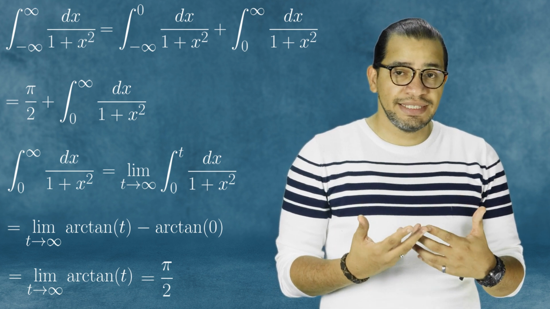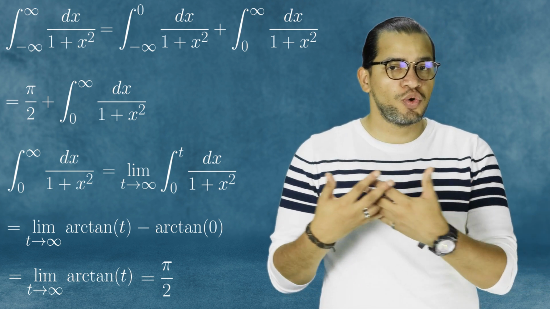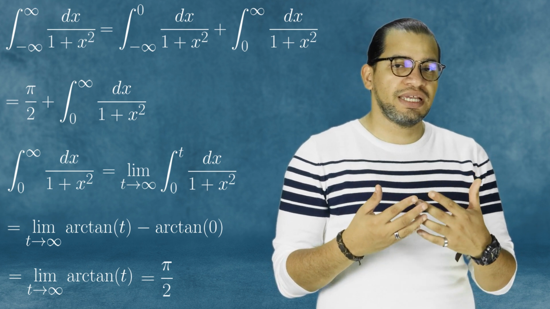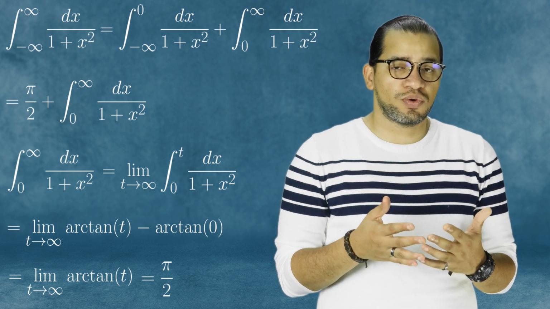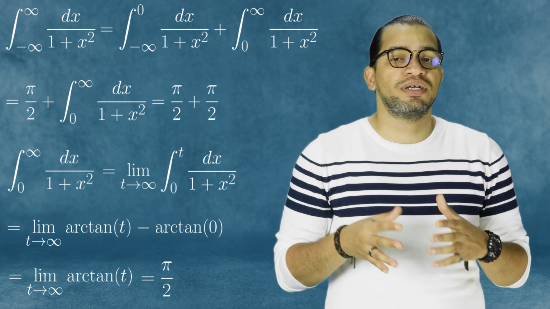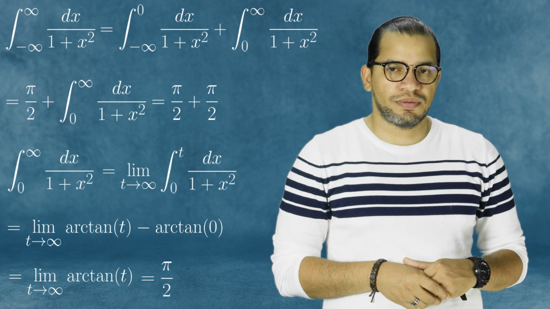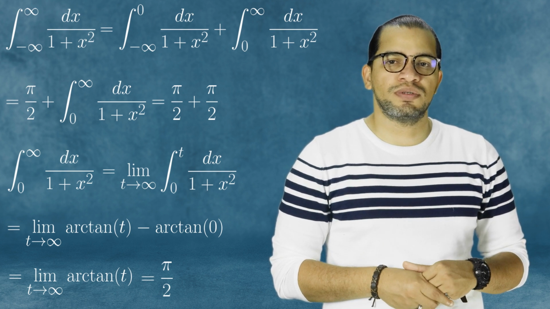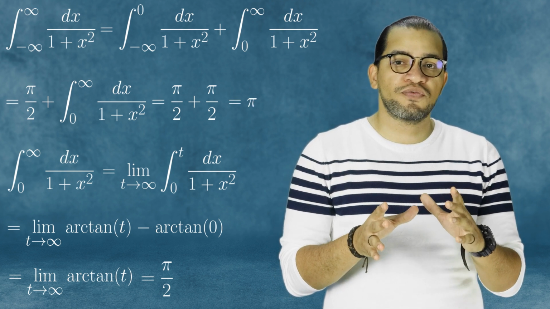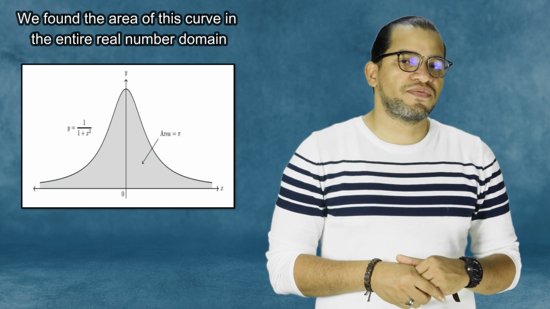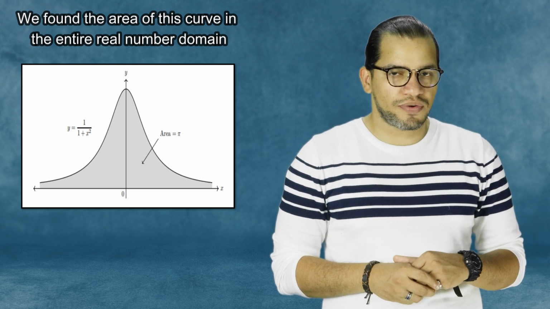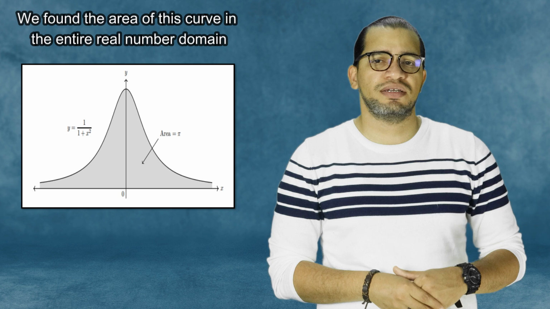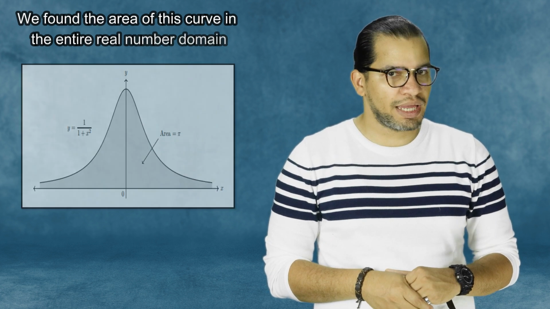Thus, the integral from minus infinity to infinity of dx over 1 plus x squared is equal to pi over 2 plus pi over 2. Then it's equal to pi. Therefore, the area under the curve of the function f of x equal 1 over 1 plus x squared from minus infinity to infinity is equal to pi.